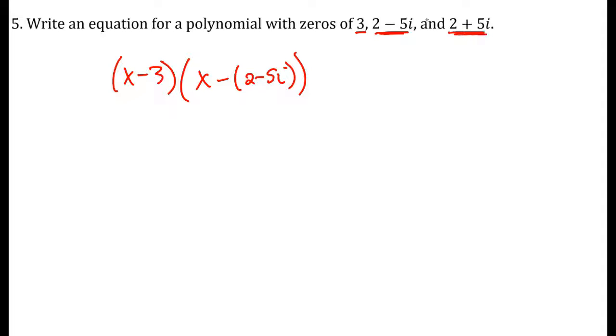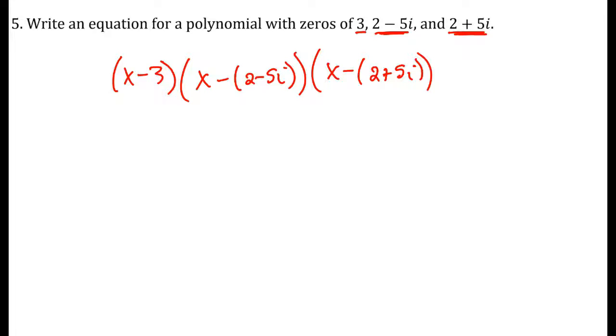5. Write an equation for a polynomial with the zeros of 3, 2 minus 5i, and 2 plus 5i. So if I have a 0 of 3, that means I have a factor of x minus 3. If I have a 0 of 2 minus 5i, I have a factor of x minus 2 minus 5i. And I know complex numbers come in conjugate pairs when they're solutions. So 2 plus 5i also has to be a solution. So I get x minus 2 plus 5i.